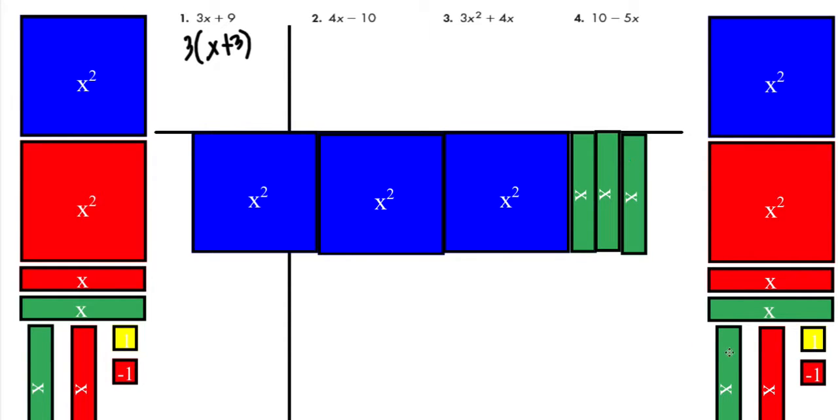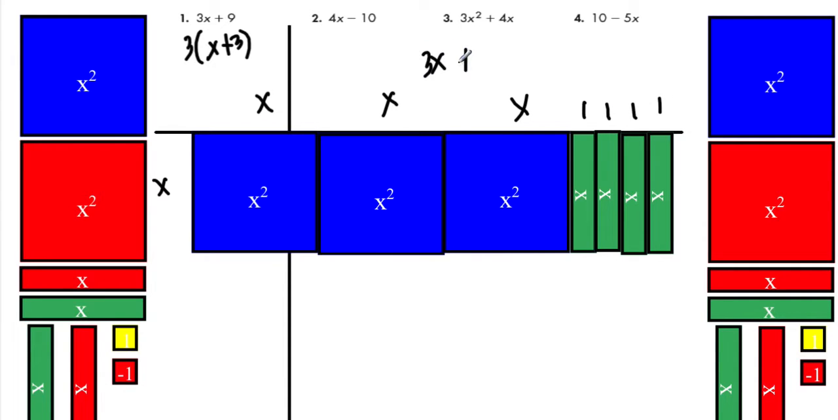3, 4. Okay, and if you notice, the width of this rectangle right here is x, and the length is x, and 1, 1, 1, and 1. So this is 3x plus 4. So the factors of 4x plus 10 would be x times, okay, sorry, we're here, x times 3x plus 4. Okay?